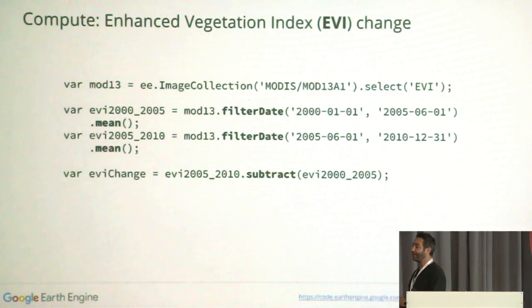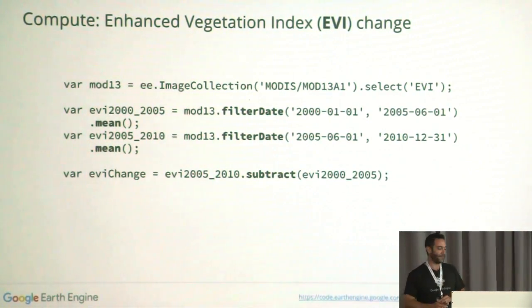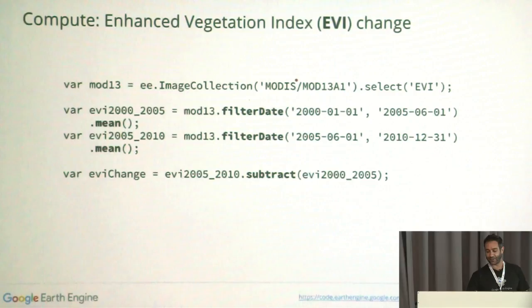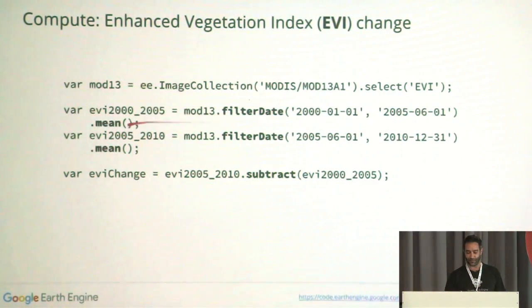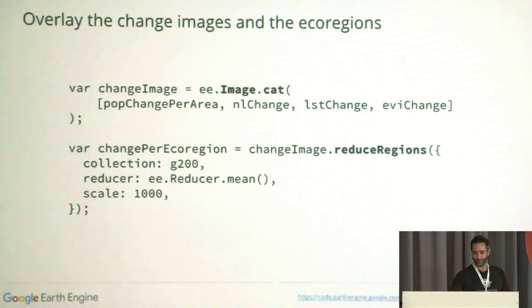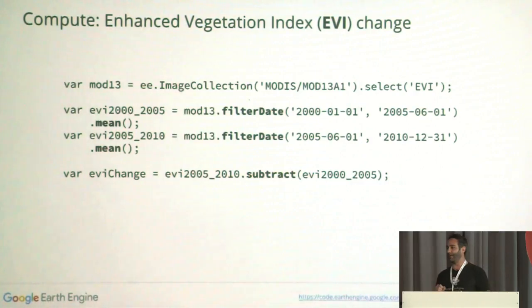Same thing with the Enhanced Vegetation Index, or the EVI. Load an image collection, filter it to two different 5-year periods, take the mean, subtract one from the other. EVI difference. Questions about any of this raster stuff? Okay, good.